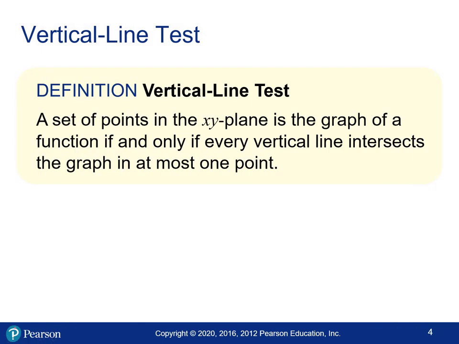Okay, so first let's talk about this thing called the vertical line test. The point of this test is to figure out if you're working with a function or not. It says that a set of points in the xy plane is the graph of a function if and only if every vertical line intersects the graph at most one point. Let me explain this because it's a little wordy, but pretty much you have graphs and sometimes they represent functions, sometimes they're just graphs of equations, but not functions.